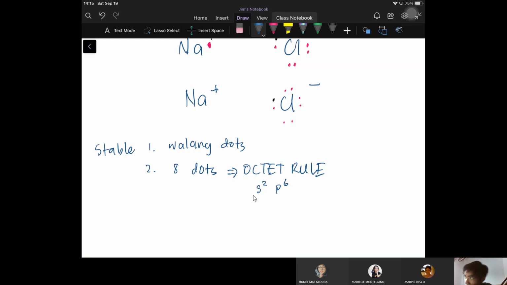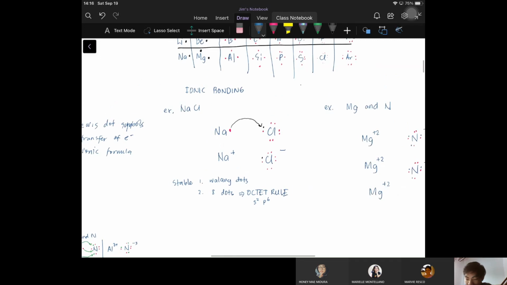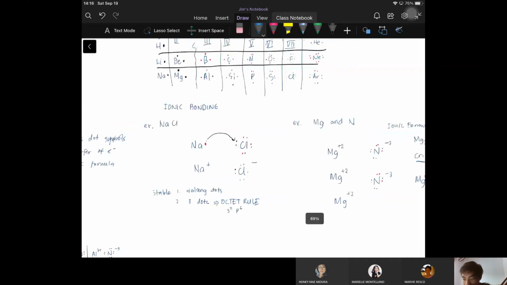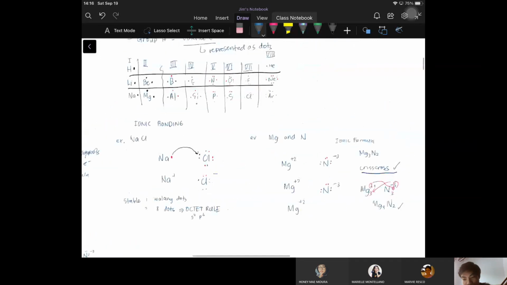Bakit 8? Kasi we are filling the s and the p orbitals. So in the s orbital, we have 2 electrons. In the p orbital, we have 6 electrons. So 2 plus 6, 8 electrons. That's why octet rule. Sino yung lumalabag dito? Si helium, kasi s orbital lang meron. Pero noble gas siya. Just so happen na dalawa lang kasi kaya niya. Okay, so that's ionic bonding.